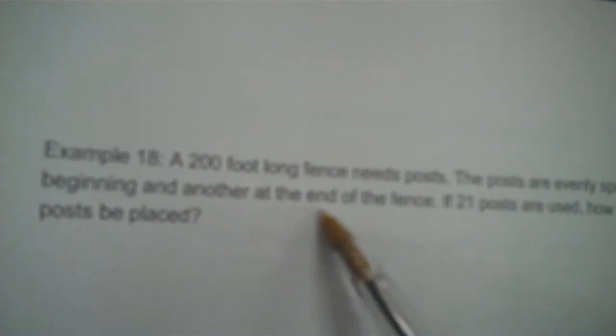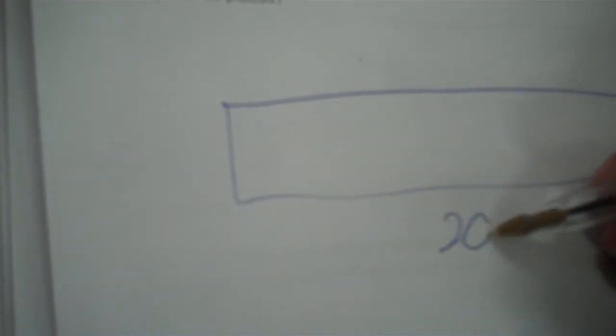Okay, example 18 is a quick one. A 200-foot long fence needs posts. The posts are evenly spaced with a post at the beginning and another at the end. If 21 posts are used, how far apart should the posts be? So don't draw this, just watch. The whole thing's 200, and you're going to be putting posts up. You don't need to draw 21. You're trying to figure out how far apart each post should be.